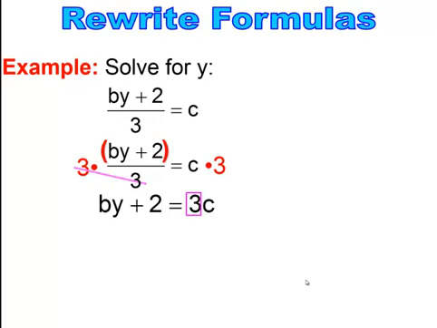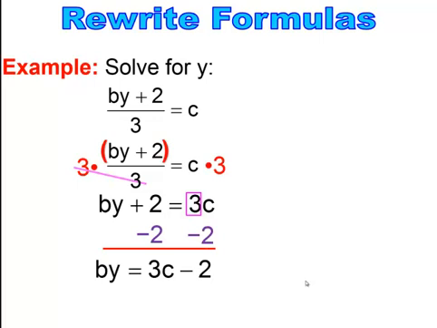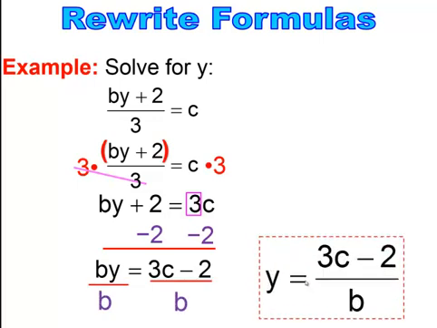And now I can get to the y, so I have a two-stepper here. The first thing I'm going to do is get rid of that plus 2 by subtracting it, and you're going to be left with by equals 3c minus 2, and now you can divide through by b to get y by itself. So your formula for y would equal 3c minus 2 all divided by b.